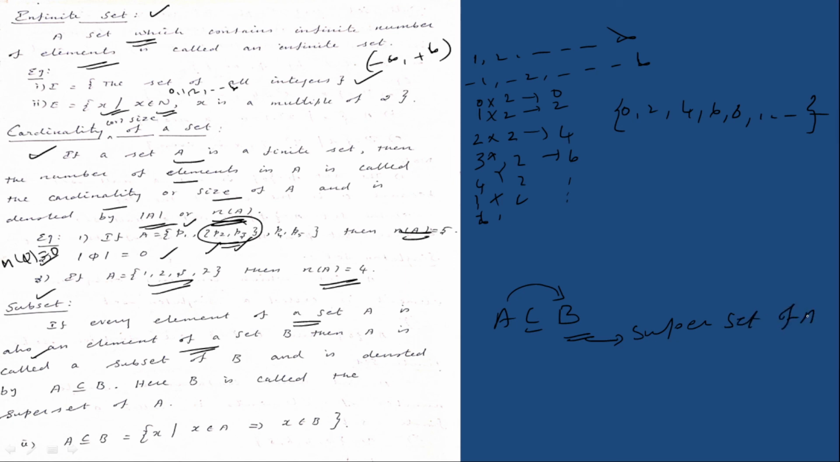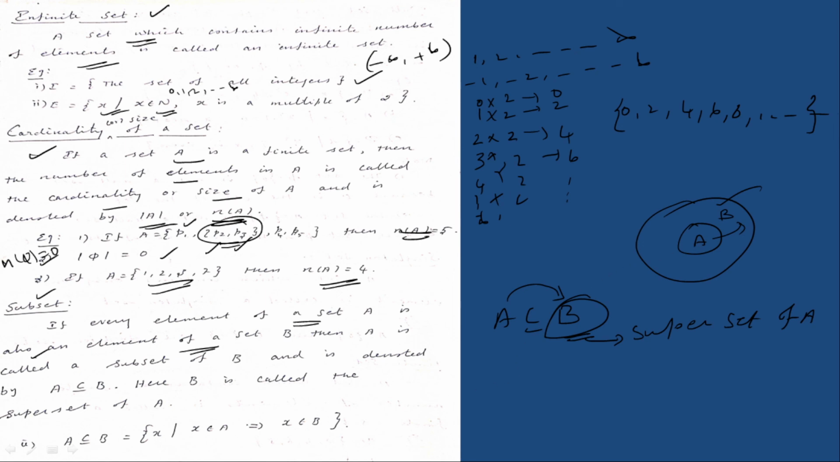Superset of A, because this is the biggest set. B is the biggest set and A is a subset. This is A and B. Every element of A is an element of B, so B is a superset of A.